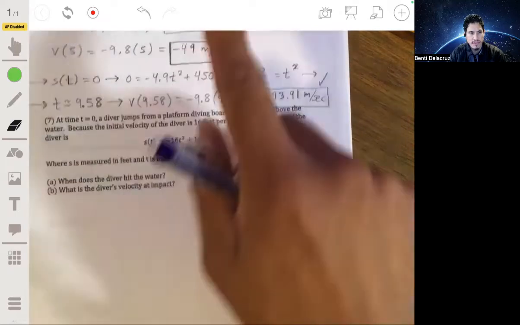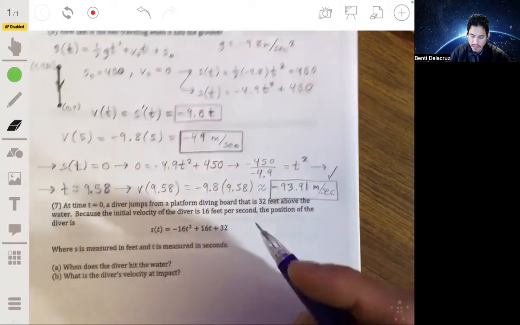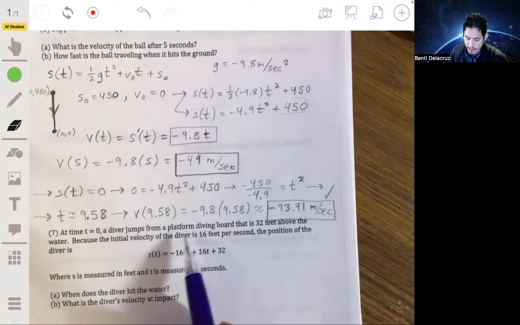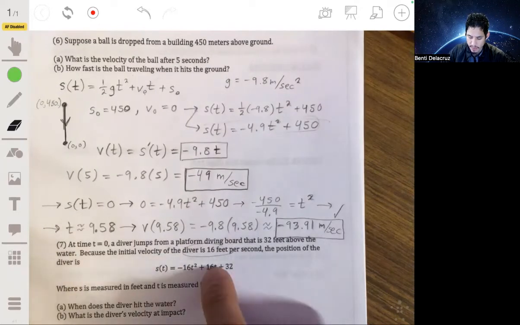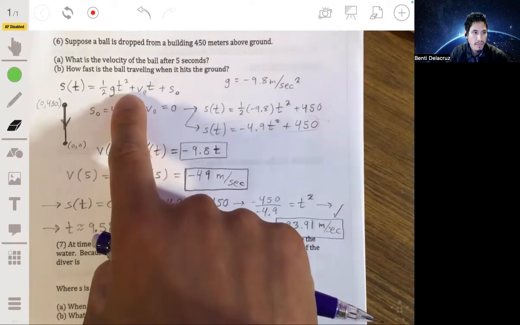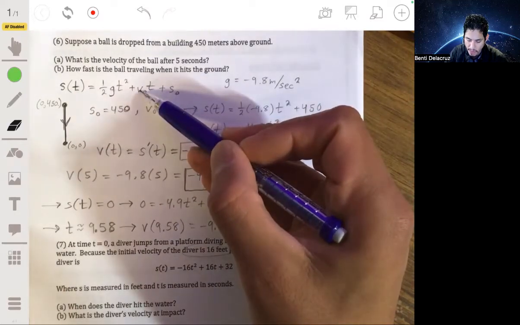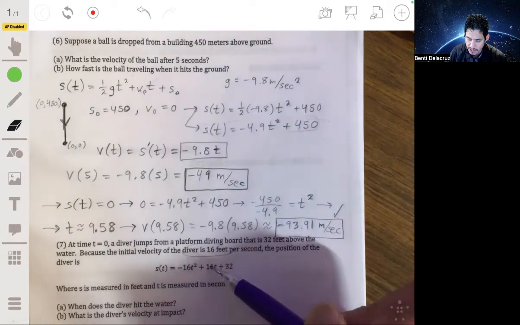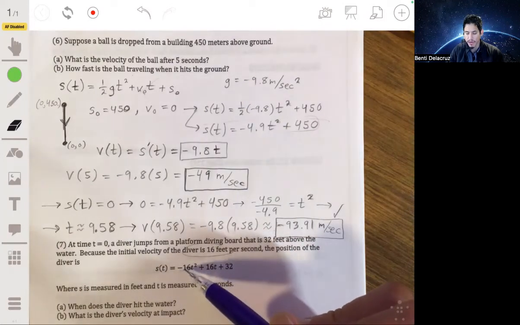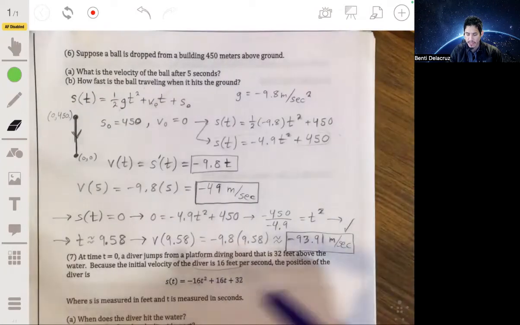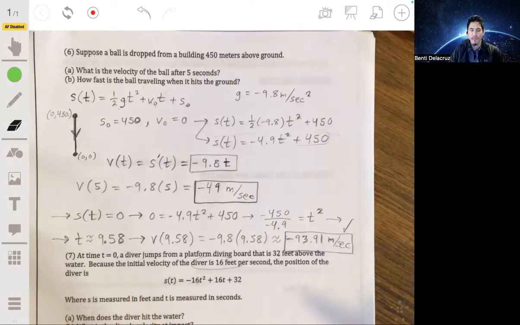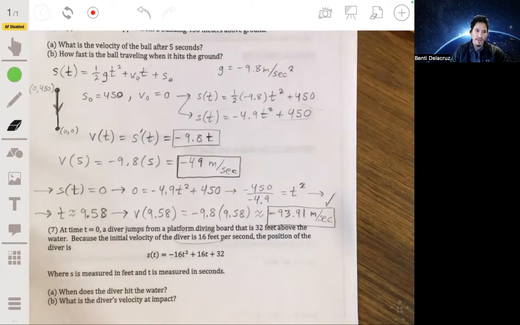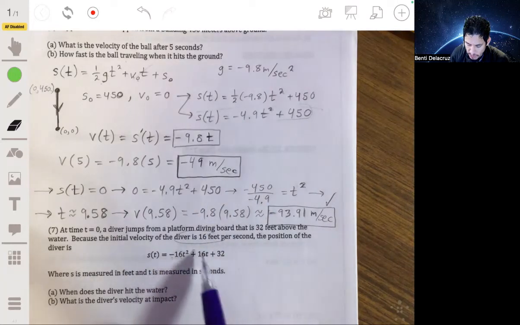Now, this is probably an easier version of the problem we just did. So that's kind of nice. So you see how it says the diver has an initial velocity of 16 feet per second. And if you look back to our position equation, that v naught would be 16. That's why you see the 16 here. This is still basically the negative 1/2 g, but since the force of gravity would be measured in feet, that's taken care of, so we don't have to worry about that.